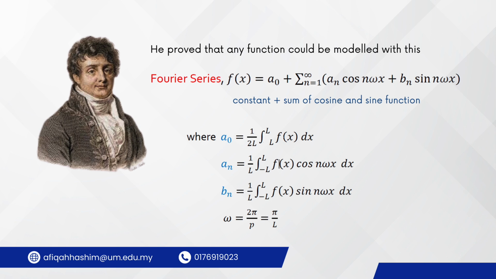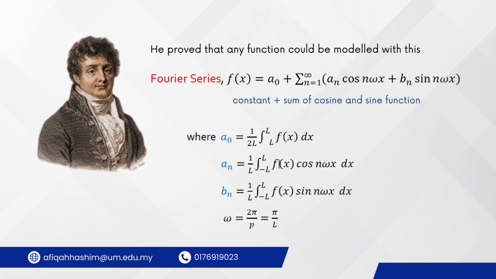So this is how you can find the value of a naught, which is equal to 1 over 2L. You can relate this L with the period. L is the period divided by 2. And then a sub n is equal to 1 over L, the integration from negative L to L of f(x) cos(nwx).